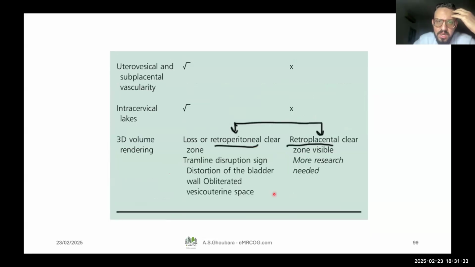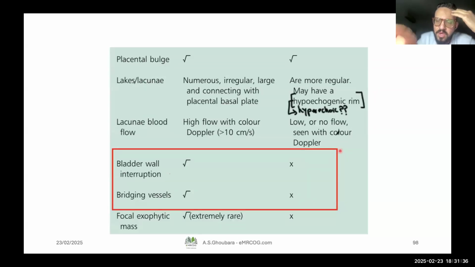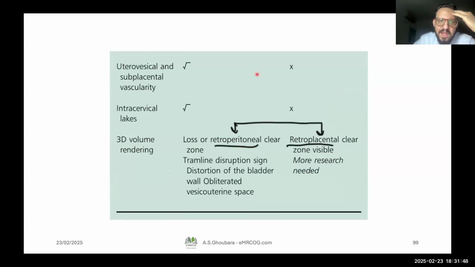Focal exophytic mass, as I said, is extremely rare, but can be seen. By the way, there is a typo here in this TOG article. This should be hyperechoic, not hypoechoic. Okay, hyperechoic, this is an echogenic cystic lesion, the feature of the lakes. Uterovesical and subplacental vascularity can be seen in PAS, but not in uterine dehiscence. Intracervical lakes, I said, correspond with grade 3C, which can come as an exam question, the one that might require a high likelihood of hysterectomy with placenta accreta, but not with uterine dehiscence.